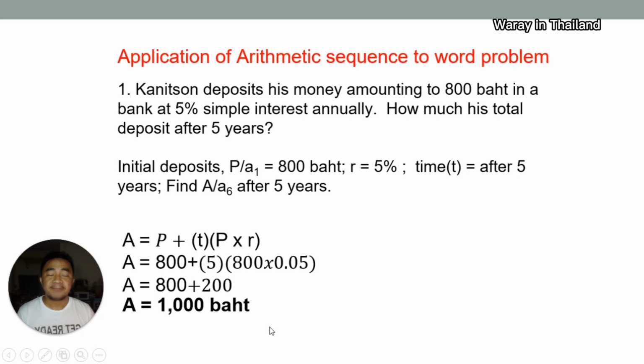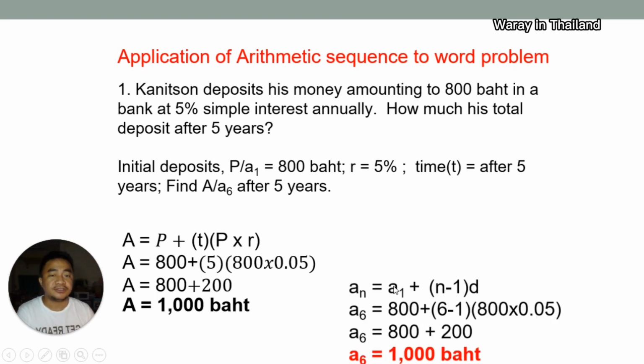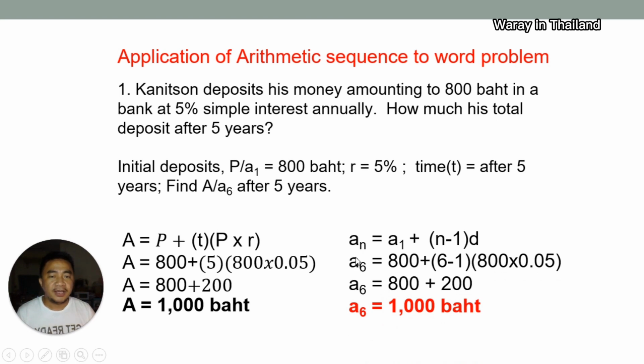Okay? Now we have here the solution using the arithmetic sequence. Applying the formula for arithmetic sequence, an is equal to a1 plus n minus 1 times d. We're going to find a6, because we add 1 for the 5 years. We have here the first term 800, and n minus 1 is 6 minus 1.